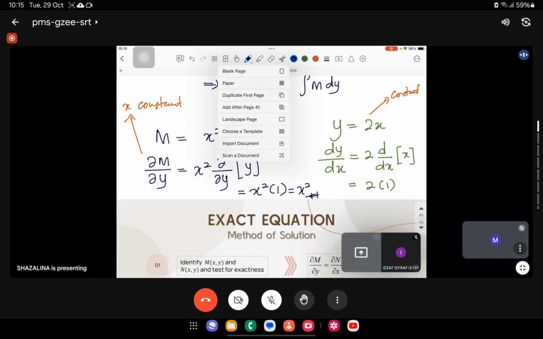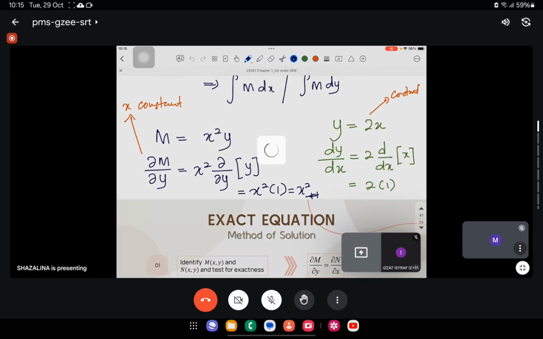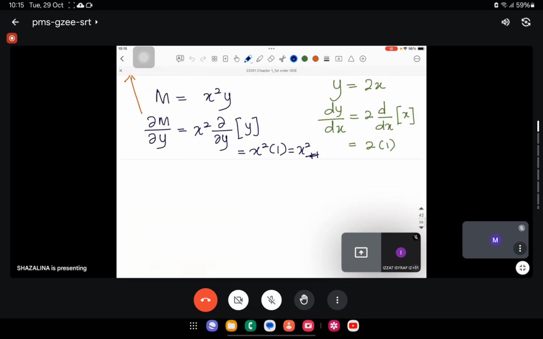Another example, one more example that involves plus or minus. Let's say we have M equals exponent xy plus y power of 2x. This is a function of x and y. Why? We have exponent x, we have polynomial x, we have polynomial y. So this is also considered a function of x and y.